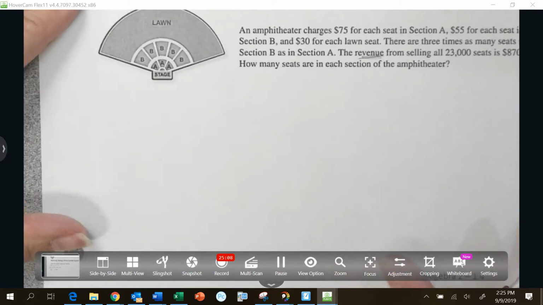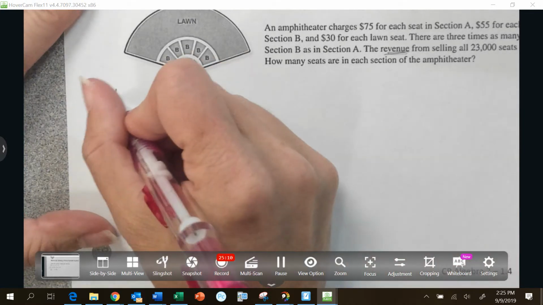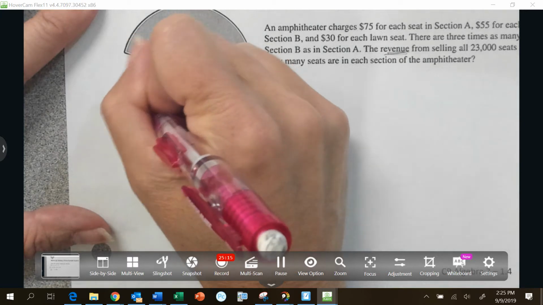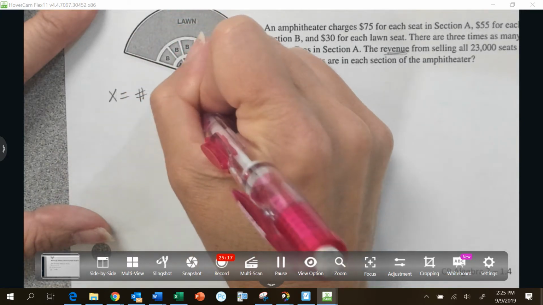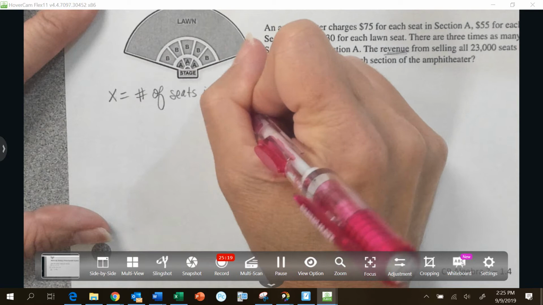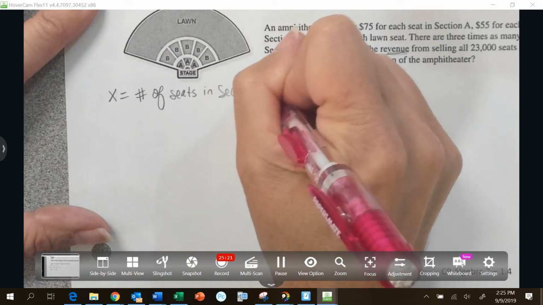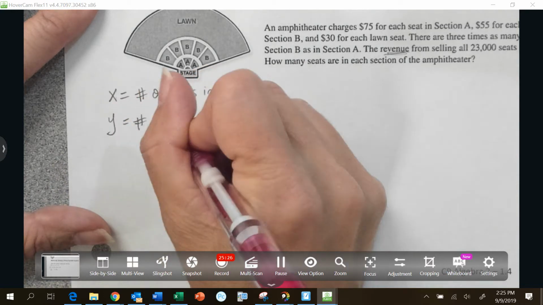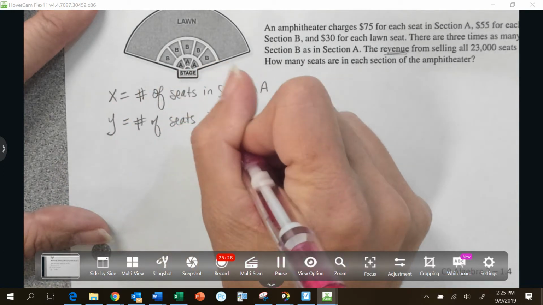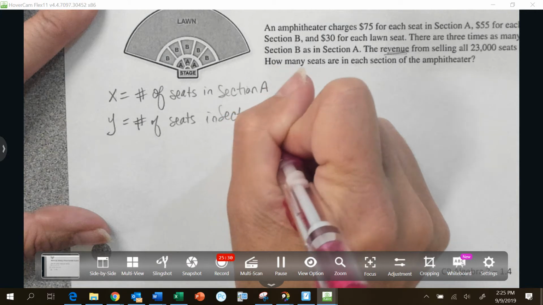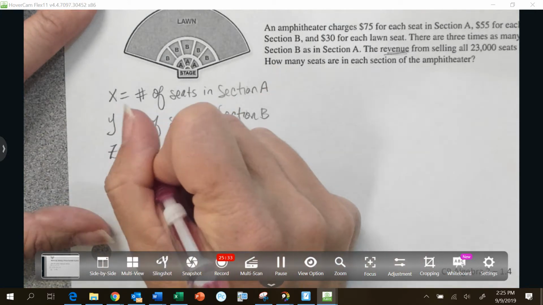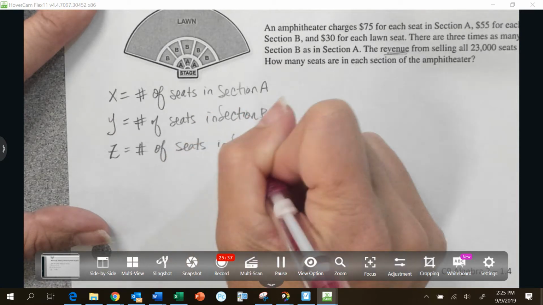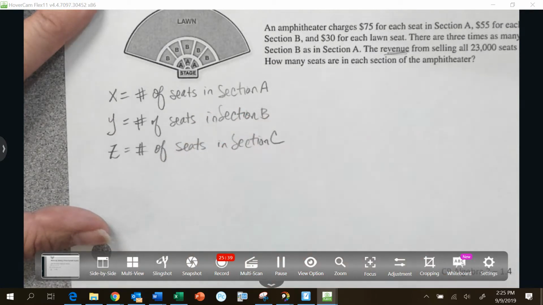So I'm going to use an X variable, and that's going to represent the number of seats in section A. I'm going to use Y to represent the number of seats in section B. And I will use Z to represent the number of seats in section C. Sorry, I said it wrong.